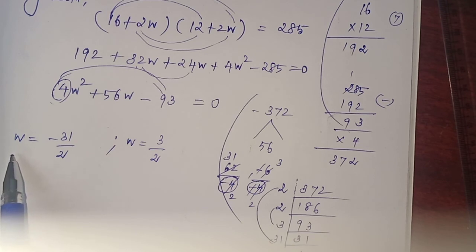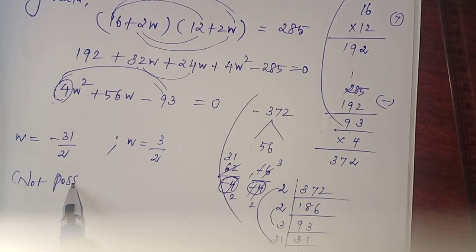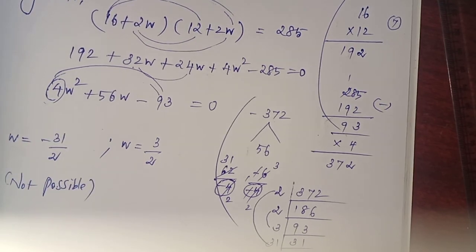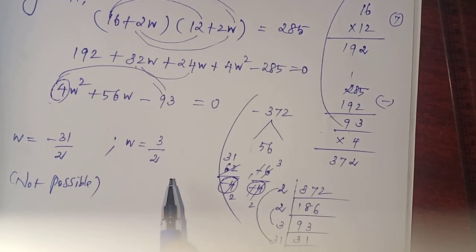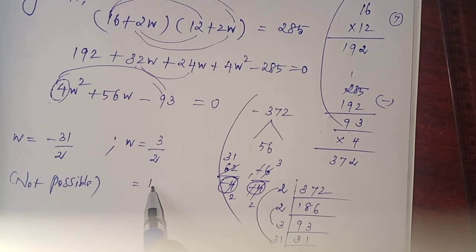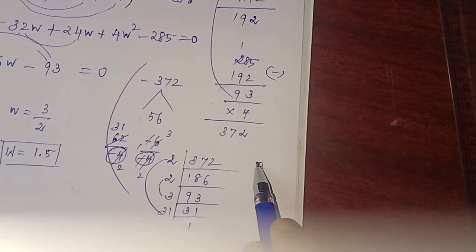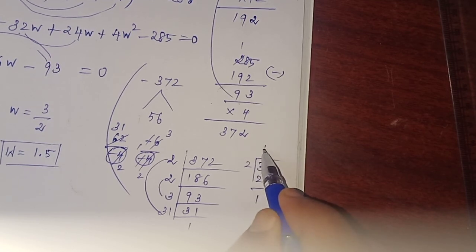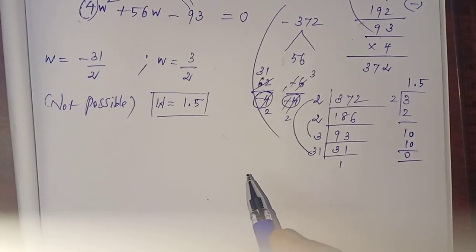Generally the width cannot be negative, therefore this is not possible. So W, that is equal to 3 by 2, that is the width of the path. Even you can write 3 by 2, you know very well, that is 1.5. 3 by 2 and 1.5 are same, correct? Shall I divide over here? 3 divided by 2. 2 ones are 2, balance 1. Put decimal point over here, 0. 2 5s are 10, the remainder is 0. So 1.5.